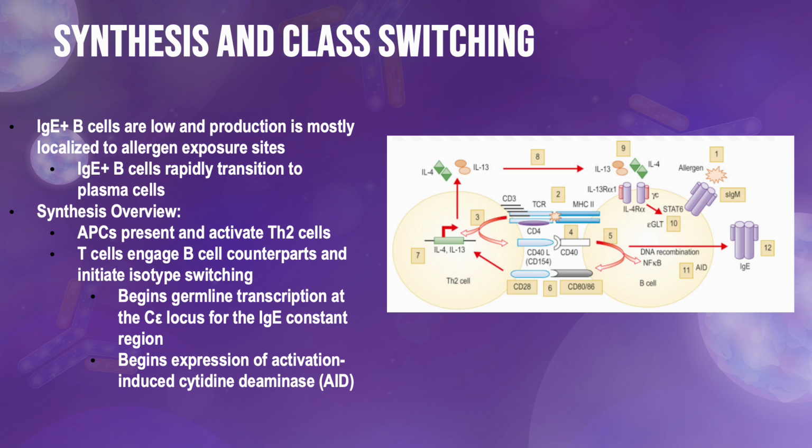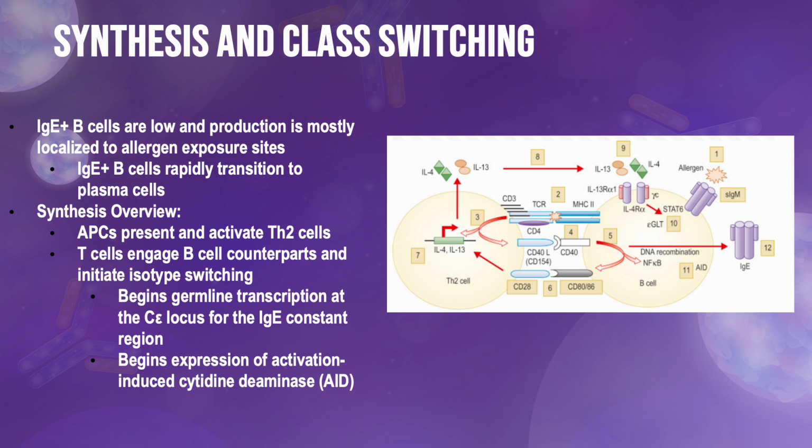Obviously it's made by B cells, as all antibodies are. It's secreted by plasma cells. There's actually a very low amount of IgE positive B cells because typically they more rapidly transition to the plasma cells that are secreting IgE into the bloodstream.